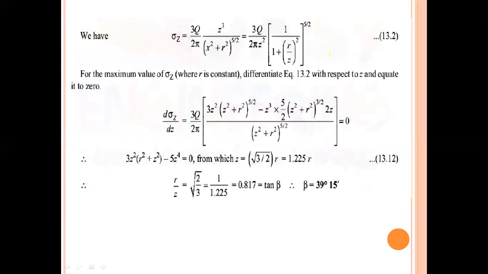So we have the formula sigma z equal to 3q by 2 pi into z cube by (x square plus r square) whole power 5 by 2. So here, 3q by 2 pi z square. Here x means distance, (z square plus r square) to the power 5 by 2. Then common z square value. Then 3q by 2 pi z square into 1 by (1 plus (r by z) whole square) whole power 5 by 2. It varies with the z value.